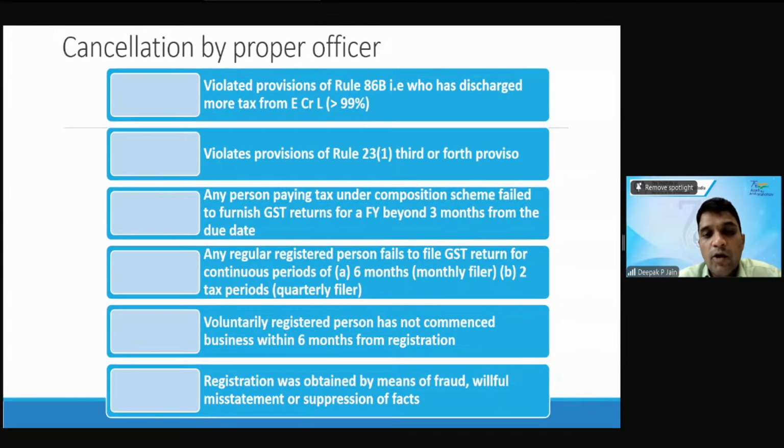In it, the first point is written: the proper officer may cancel the registration of a person from such date, including a retrospective date, where a registered person has contravened such provisions of the Act or rules thereunder as may be prescribed. Correct? तो इसमें पावर दिया गया है ऑफिसर को कि लॉ मेकर्स ने, जिसने जीएसटी एक्ट बनाया है, उन्होंने कह दिया है कि कुछ प्रोविजंस अगर वायलेट करते हैं तो फिर उनका रजिस्ट्रेशन कैंसल कर दिया जाएगा. ठीक है, ये सेक्शन वायलेट बोलता है.